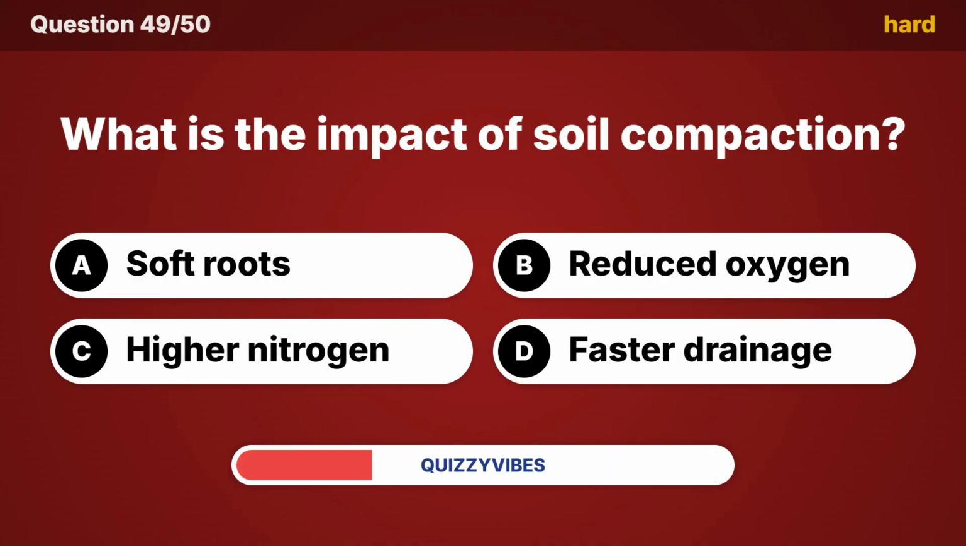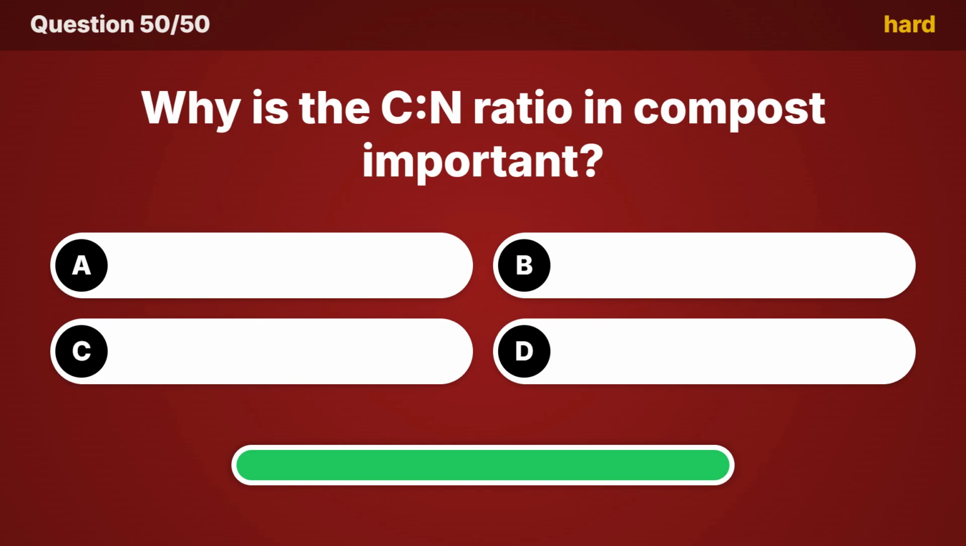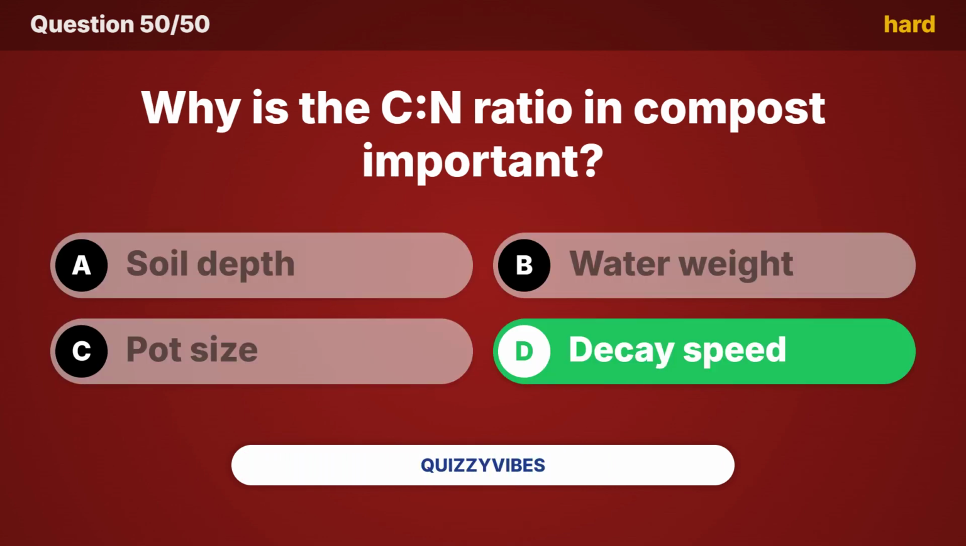The correct choice is reduced oxygen. Why is the CN ratio in compost important? Here is the answer. Decay speed.